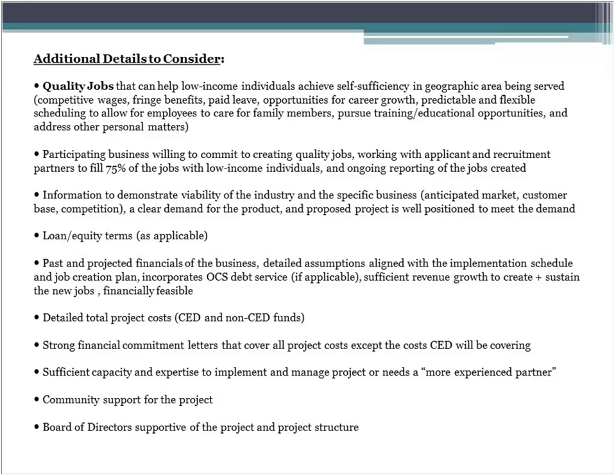Community support: you always want to keep the community and public officials informed with what you're planning, particularly for any development projects. And you want to make sure there's no opposition that could negatively impact the implementation. You also want to make sure your board is informed and supportive of the project and how it's structured, particularly if this involves setting up a subsidiary to acquire or develop property.